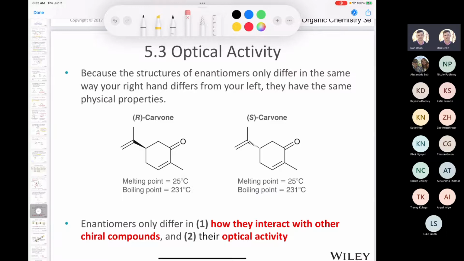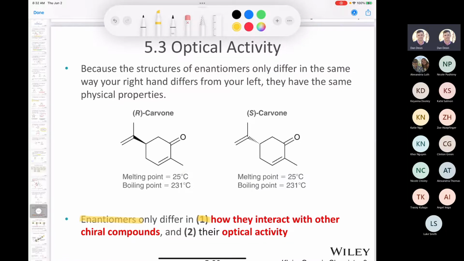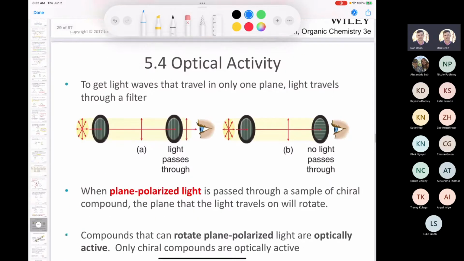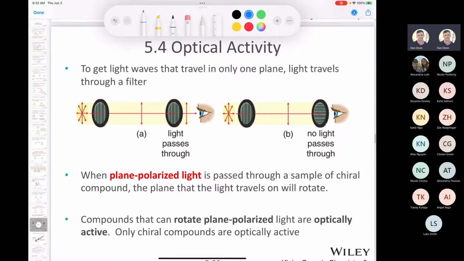And so how do we distinguish between them? Well, here we go. Here's the answer. You have two enantiomers. They only differ in two things. Number one, how they interact with other chiral compounds. That we're not going to be all that concerned with in Chemistry 3101. But the way that we're going to discuss how you would determine which enantiomer is which is by their optical activity. Okay, so optical activity means how the compounds interact with light. Before we can get into that, we need to do a little bit of background on what optical activity is.